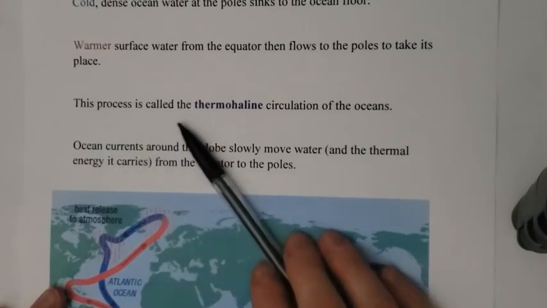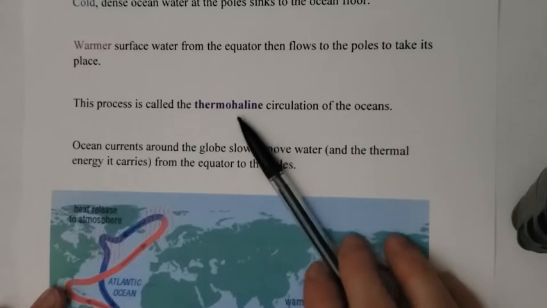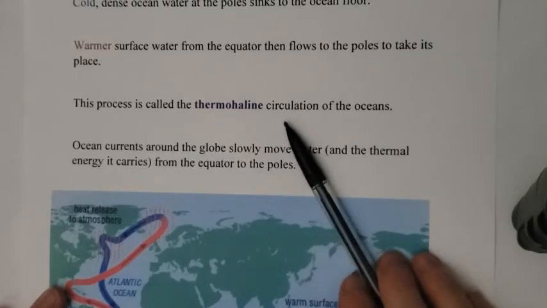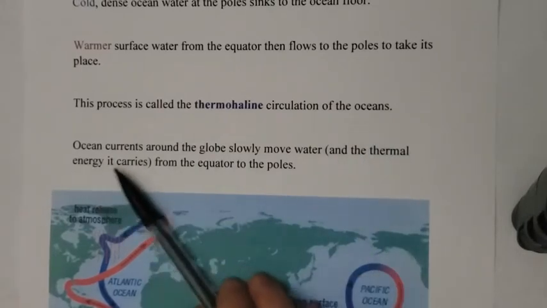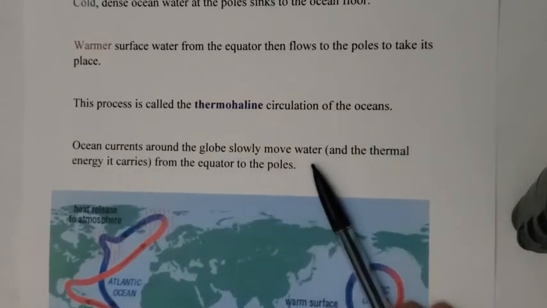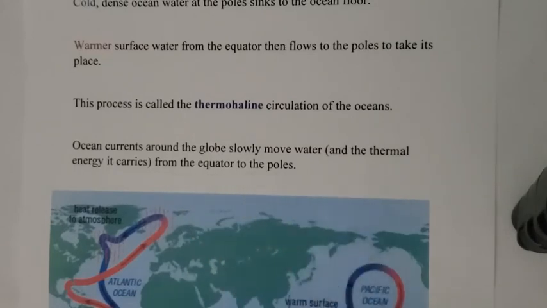This process is called thermohaline circulation. Thermo means heat, haline means salt, meaning salt water, circulation of the oceans, because the oceans are salt water. Ocean currents around the globe slowly move water and the thermal energy it carries from the equator to the poles.